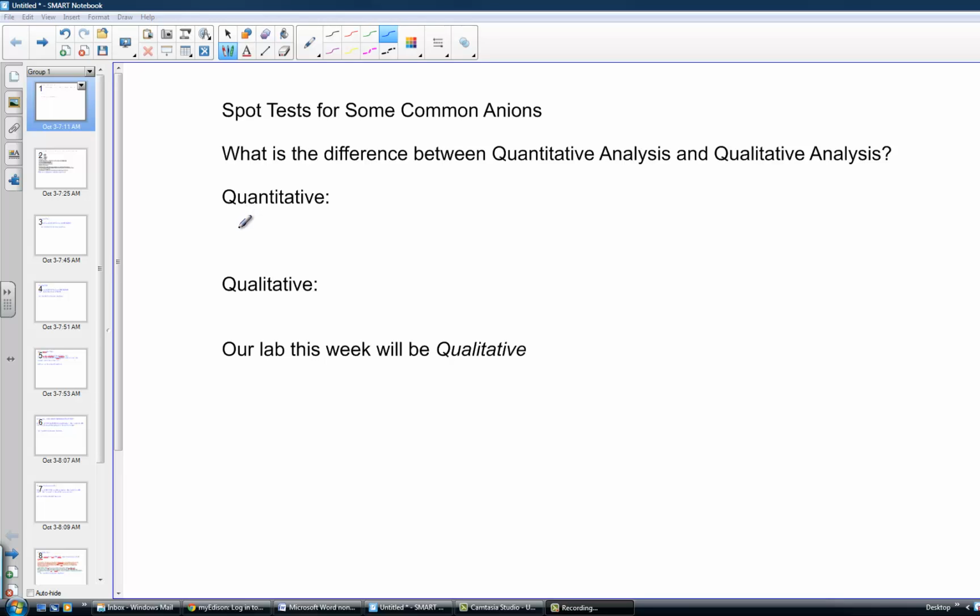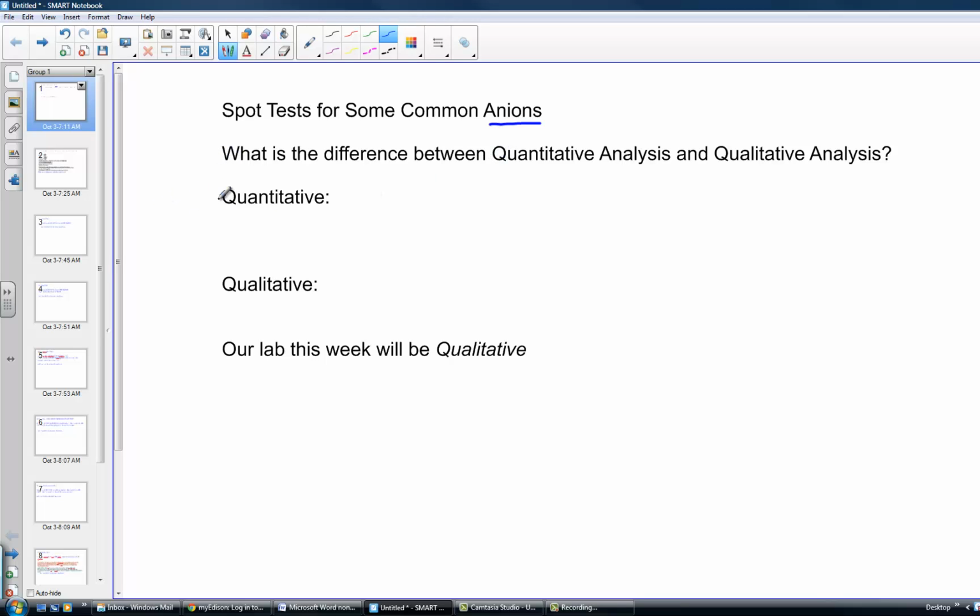This week's lab is known as spot testing for some common anions. We know that anions are negative ions. So these are all -ides: chloride, fluoride, sulfide, and so forth. These are negative ions that we are going to qualitatively test to see if their presence exists in our solutions.